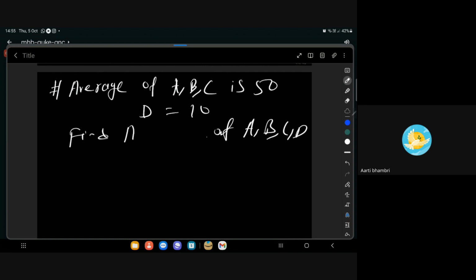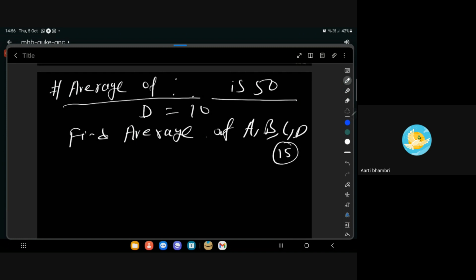It's 50 plus 10 over 4, sir. 15, bhaiya? 50 plus 10 divided by 4. See, average of ABC is 50. Average of these 3 is 50, and D is 10. What is the average of all 4? 60 by 4, which is 15, bhaiya. So it is 40. Yes, it is 40.